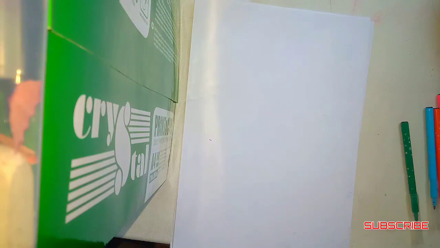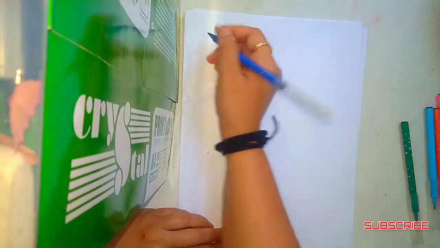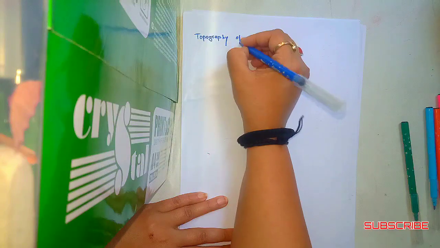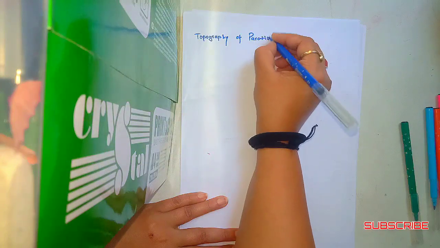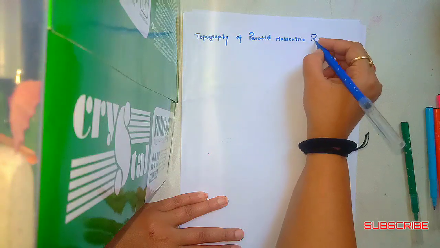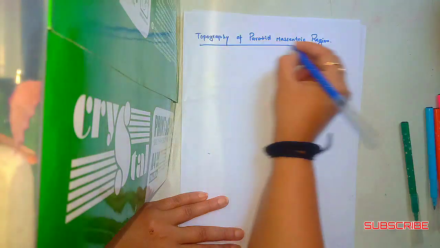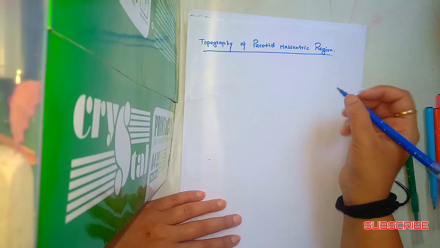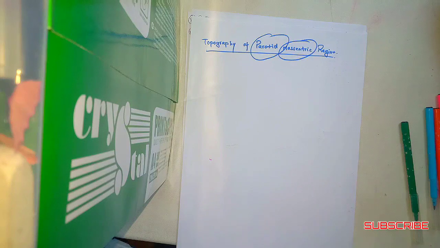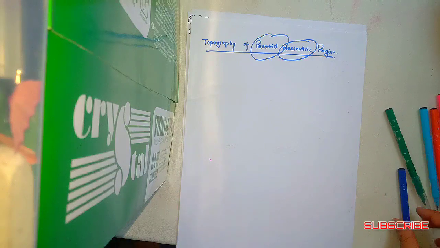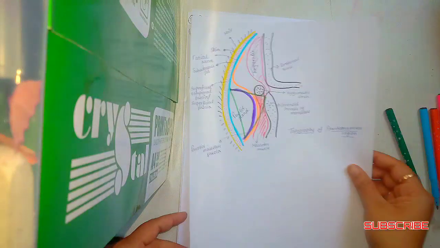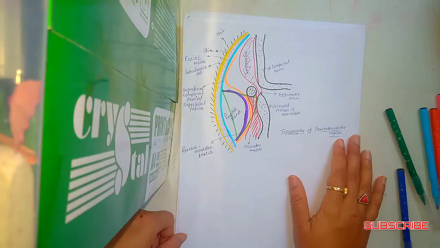Now we will see the topography of the parotid masseteric region. By the name you can think it is related to the parotid gland and masseter muscle, right? So here I have a diagram of the parotid masseteric region.